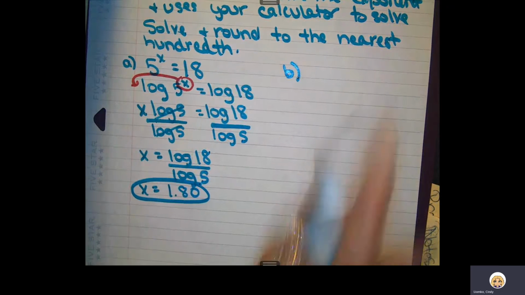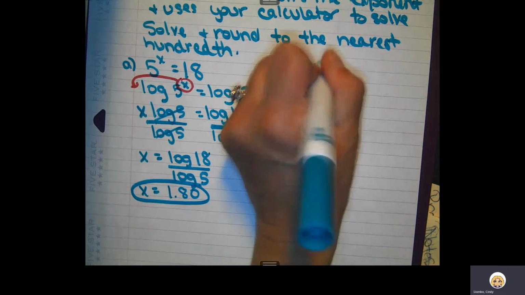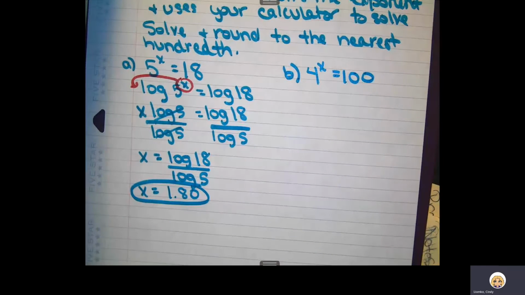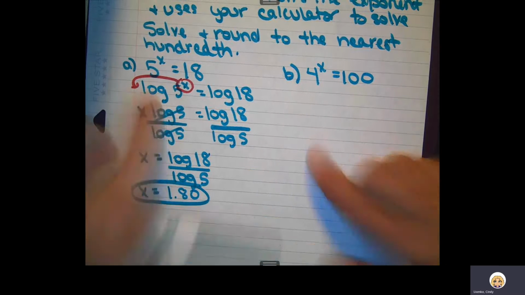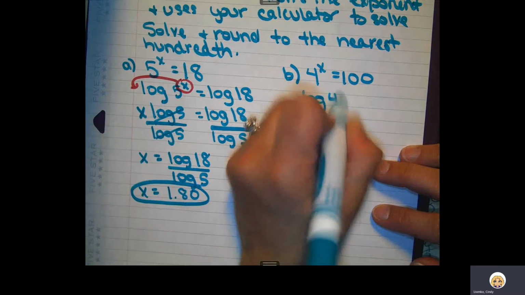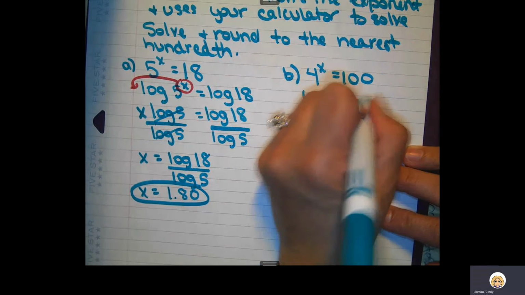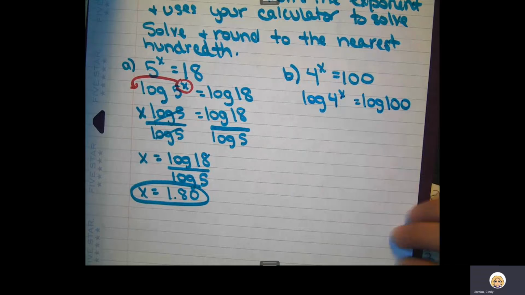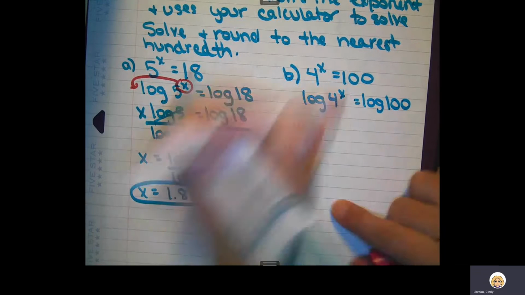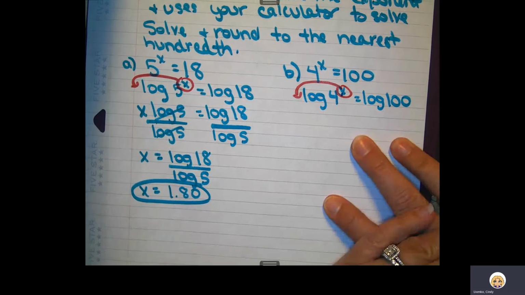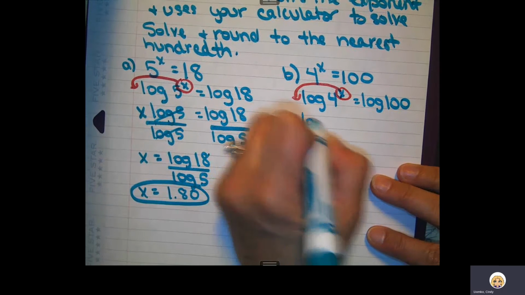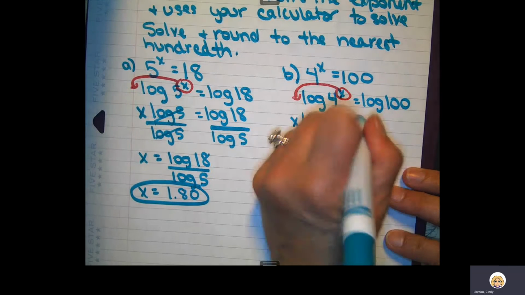The next one's just like it. Here's example B. 4 to the x equals 100. Feel free to pause the video to try this on your own, and then you can check back to see if you've done it right. There are no common bases that these two numbers share. So what I'm going to do is attach the log to both sides. So we have the log of 4 to the x equals the log of 100. Next, I want to get rid of this exponent, so I'm going to bring it to the front by using my rule. So now my new equation is x log of 4 equals the log of 100.